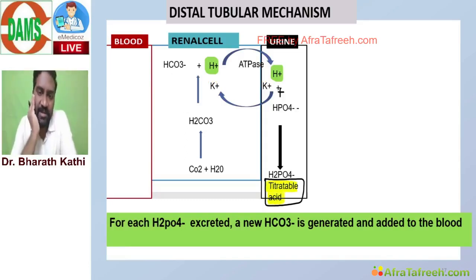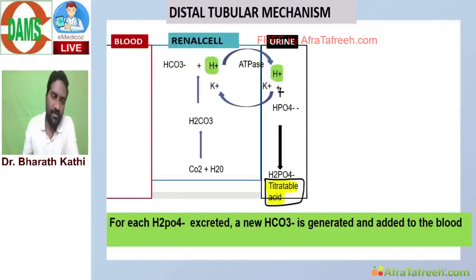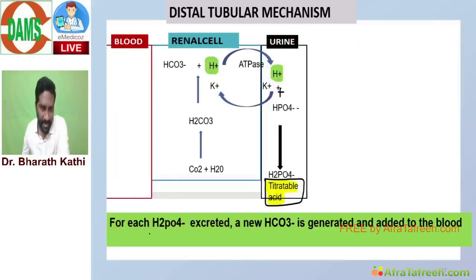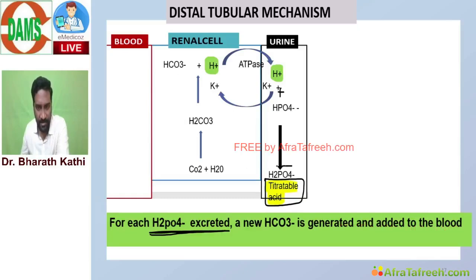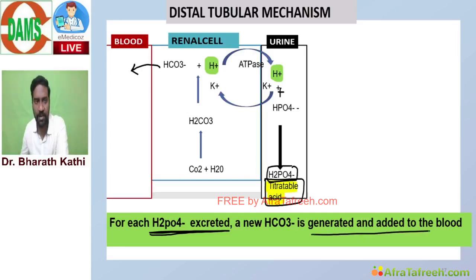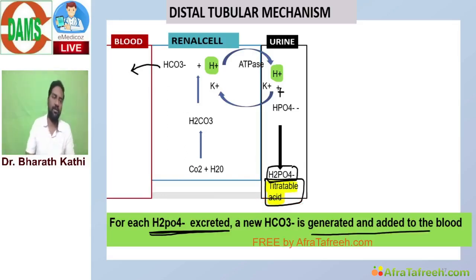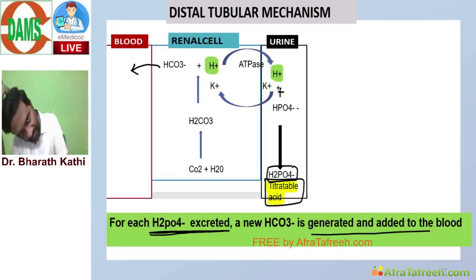H plus excreted as H2PO4. Now if you notice here also, for each H2PO4 excreted, an HCO3 formed in the renal cell is going into the blood. For whatever H2PO4 has been found, a new bicarbonate is going into the blood. So this is the mechanism of regeneration of bicarbonate.